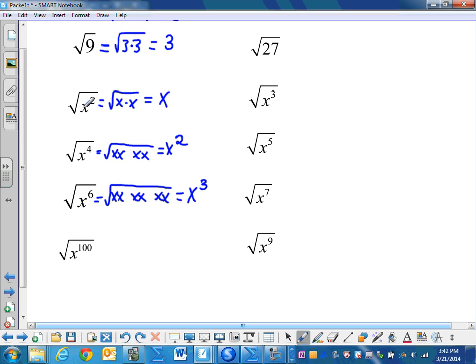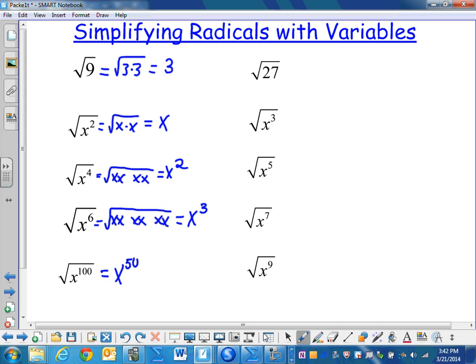X squared, 2 divided by 2 is 1. 4 divided by 2 is 2. 6 divided by 2 is 3. 100 divided by 2 is 50. The square root of x to the 100 is x to the 50. So here we've looked at variables with even exponents. Let's look at variables with odd exponents because they don't divide evenly by 2.